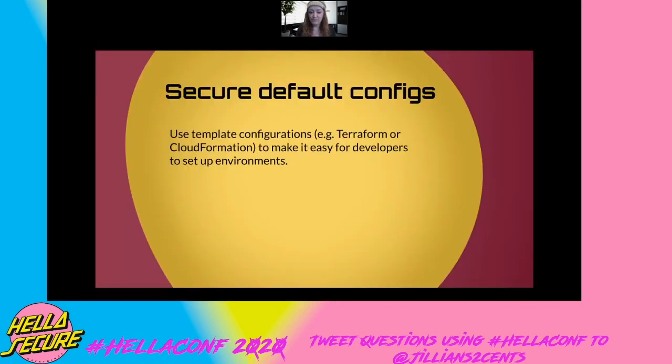Also, secure default configurations. And this could be a whole other talk. Maybe I'll do that someday. But you want to use template configurations like Terraform or CloudFormation to make it easy for developers to set up environments. Now, if your developers are not setting up their own environments, awesome, don't have to worry about it. But if they are, you want to make it really easy for them to spin up a test environment that is secure and doesn't have wide open security rules. So making it easy for them will really help you a lot.